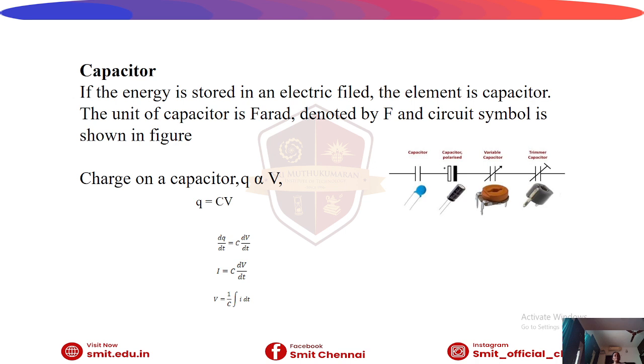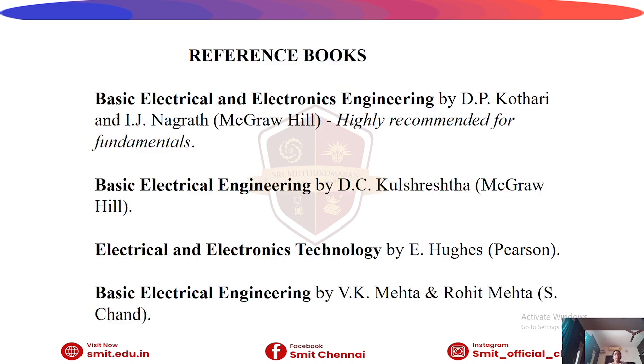Next, the capacitor. The element in which energy is stored in the electric field is called a capacitor. The unit of capacitance is farad, denoted by F. The circuit symbol is as shown in the figure. The charge on a capacitor is directly proportional to V, or Q equal to CV. The relationship between the capacitor and the current is I equal to C dV by dt. Similarly, the voltage is V equal to 1 by C integral of I dt.